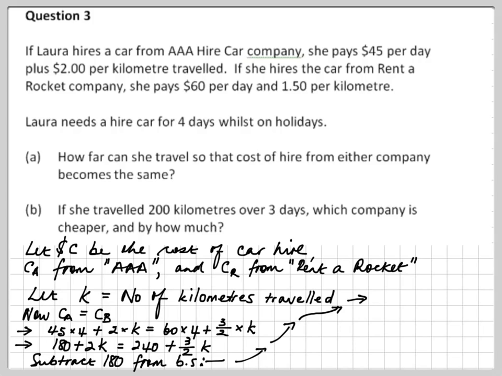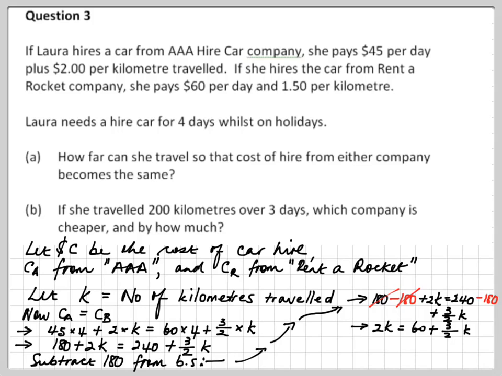Let's do that. Now, we get 180 minus 180 plus 2k equals 240 minus 180 plus 3 over 2k. Clean up, guys. That goes. That's what we were trying to do, okay? Now let's do a clean up line. Therefore, 2k is equal to, and of course 240 minus 180 is 60, plus 3 over 2k. Good, now we're ready to go again.